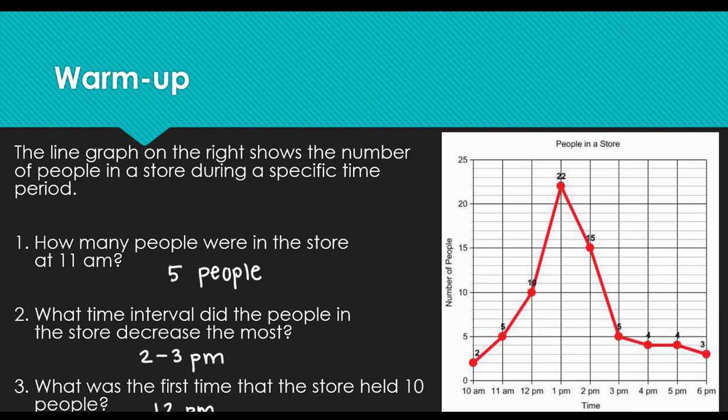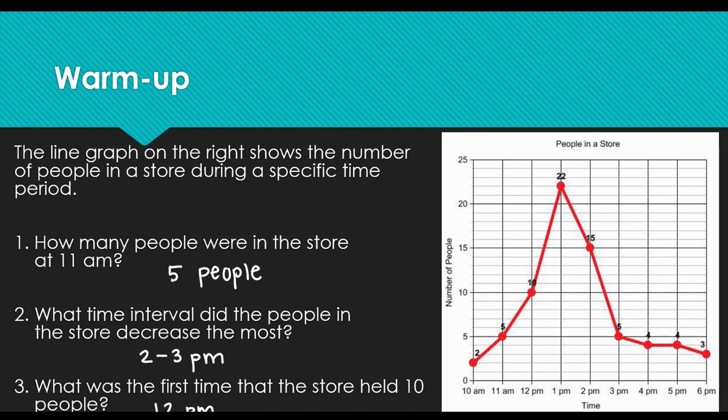So hopefully you paused the video and you were able to come up with the same answers that I do. So looking at the graph, how many people were in the store at 11 a.m.? So you go over to that 11 a.m. on the timeline down at the bottom, and up there you can see that there were 5 people.